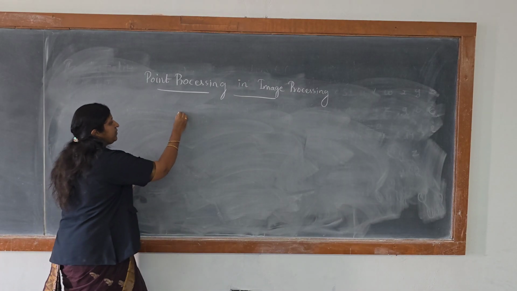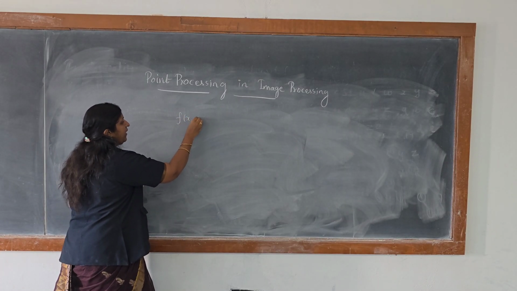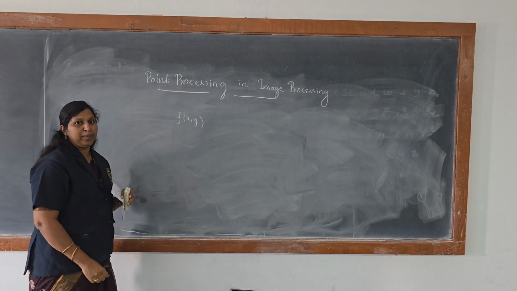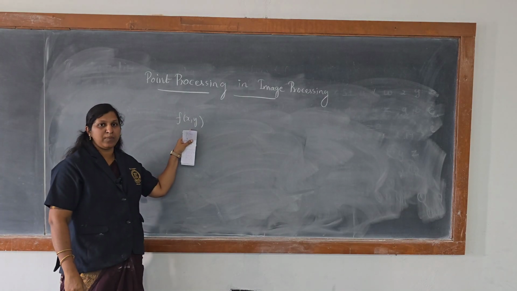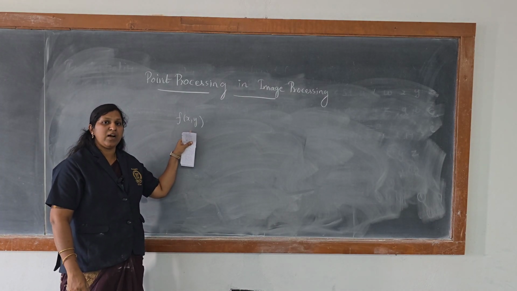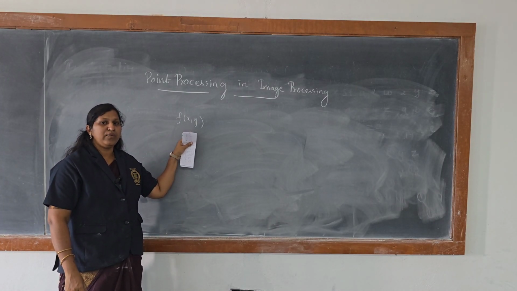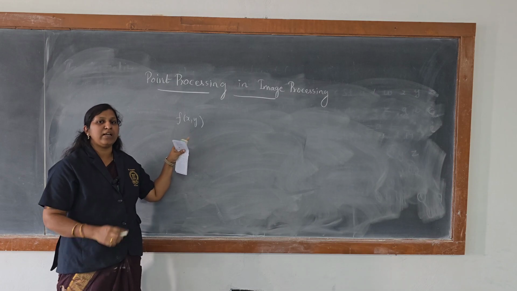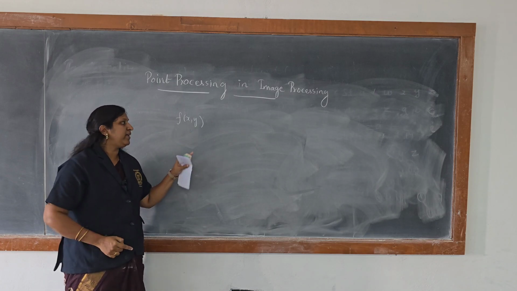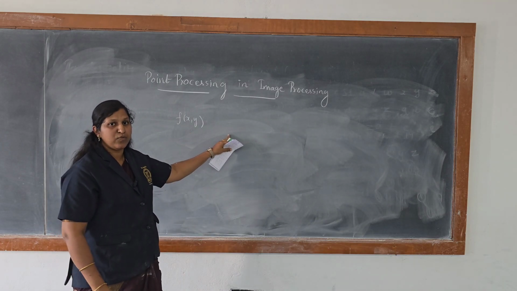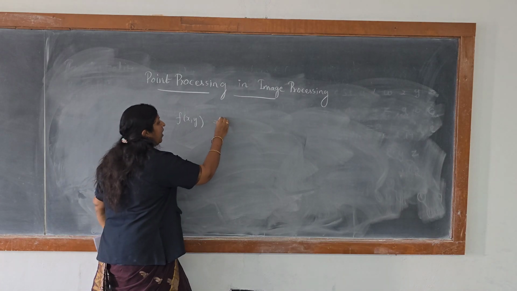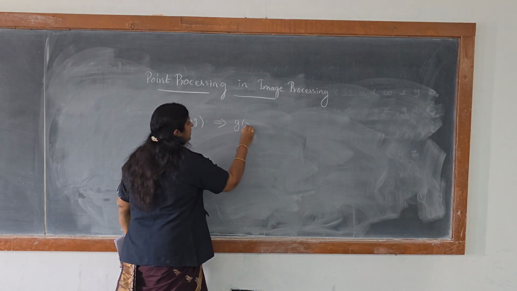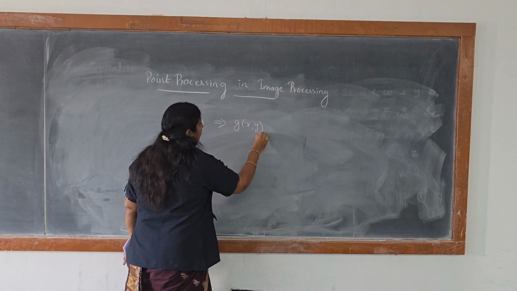Generally we use f of x comma y to represent the input image. So this is the input image representation. In this image we have a number of pixel values. We take each and every pixel value and do some process over it, and finally we get the transformed form, that is called the output image. That is represented as g of x comma y.